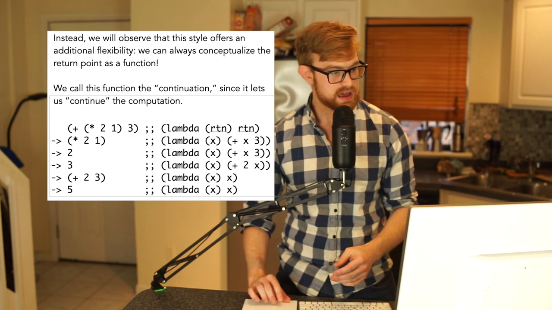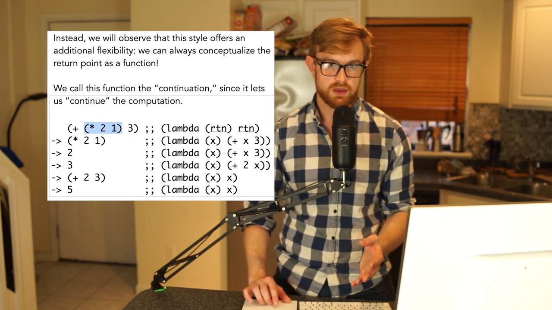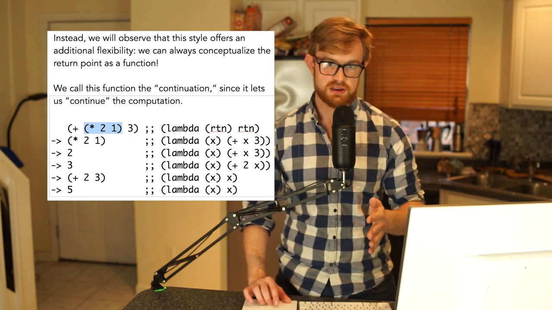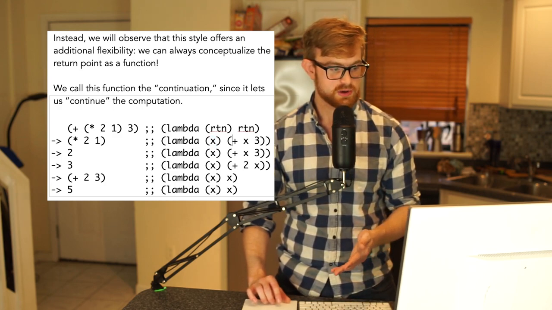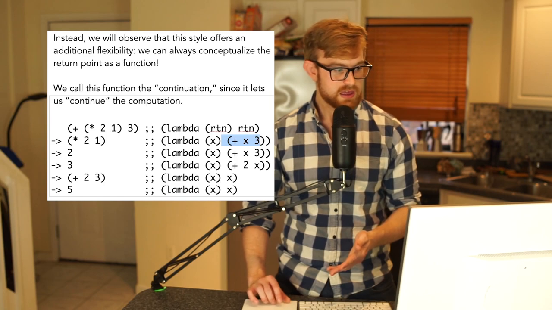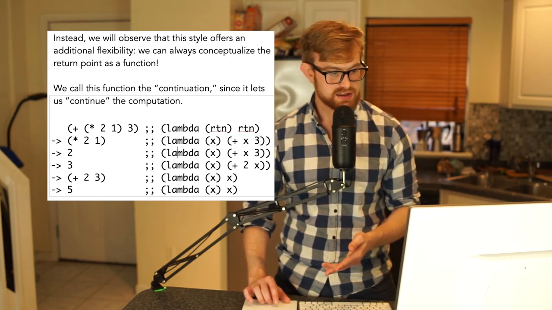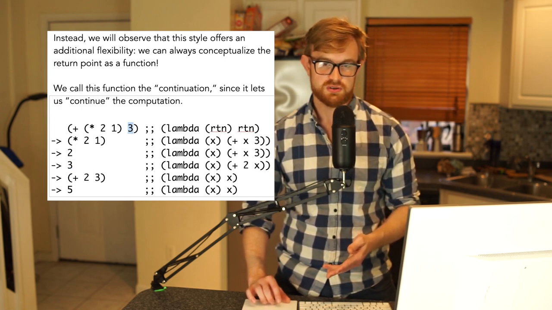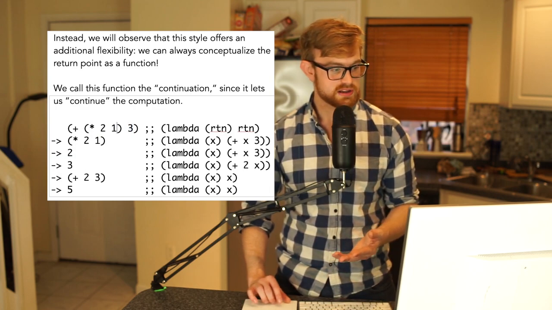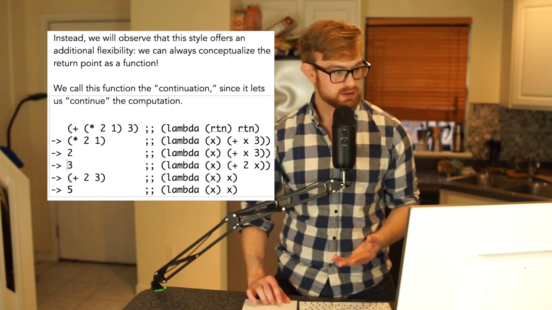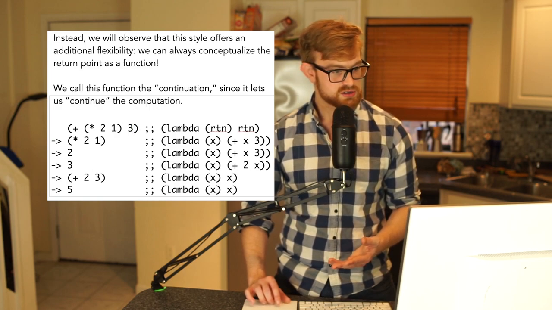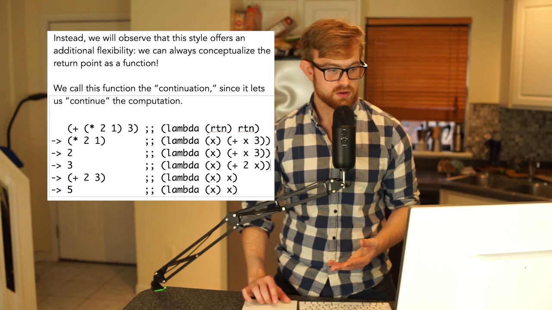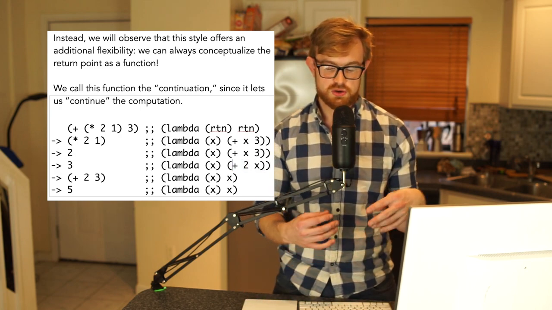All right, so then when we dive in and process this 2 times 1, we need to remember that after we finish doing the 2 times 1, we need to take its result, x, and then continue the computation by doing x plus 3. And then when we dive into 2, we need to remember we'll apply that to x plus 3. Then we switch over to evaluating 3 over here. We've computed 2 times 1. We've evaluated it to 2. And so we need to remember that when we're done evaluating this 3 right here, we need to plug that into this lambda right here and then do 2 plus x.